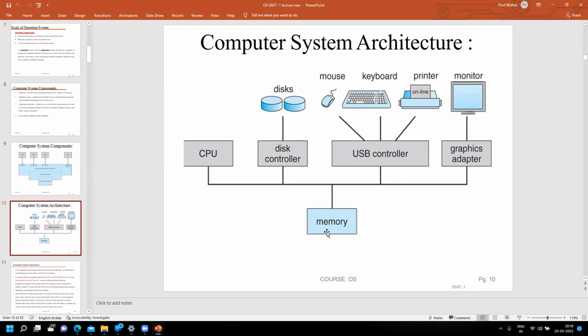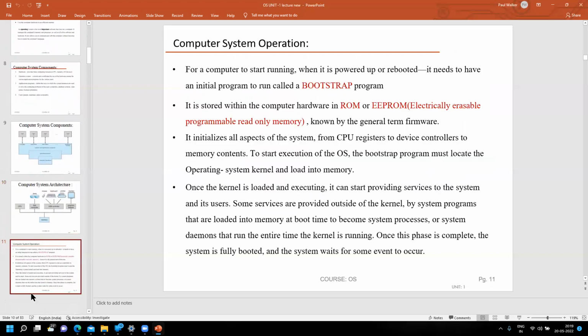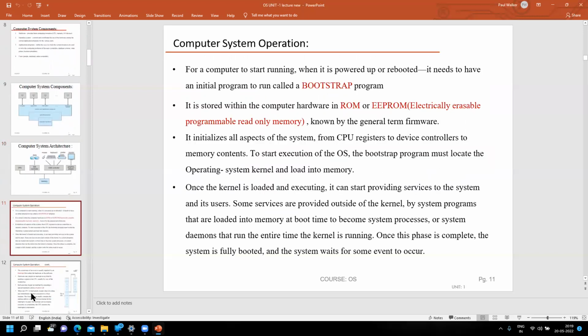Memory management is the coordinating activity of different parts of the computer: the CPU, disk controller, USB controller, and the graphics adapter. Memory management will allocate memory to each and every task of the system, and it is responsible for coordinating all the different types of activity.